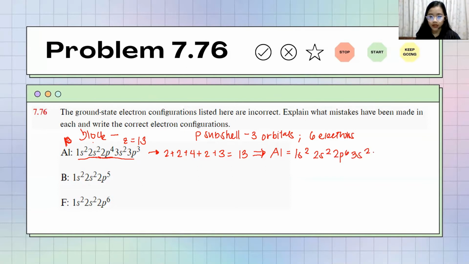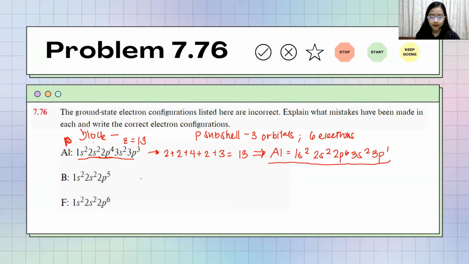3s2, 3p. As I said earlier, we can add the electrons here to compare with the element's atomic number. So if you add 2 plus 2 plus 6 plus 2, we get 12. So we only have 1 electron left for 3p. So we put 1 electron. So this is the electron configuration of aluminum.